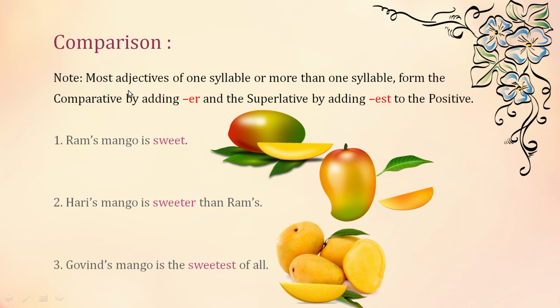Most adjectives of one syllable or more than one syllable form the comparative by adding er and the superlative by adding est to the positive. We are not changing the positive here; we are just adding er to the positive to make it comparative and est to make it superlative. Now here the word syllable comes. What is a syllable? A syllable is actually a vowel sound.